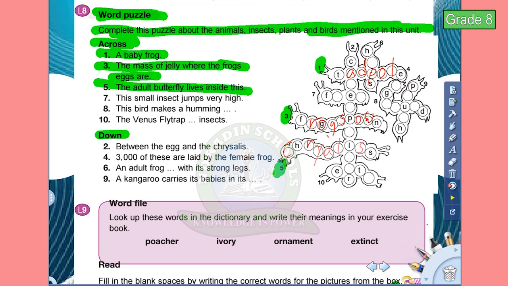This small insect jumps very high. What kind of insect is this?